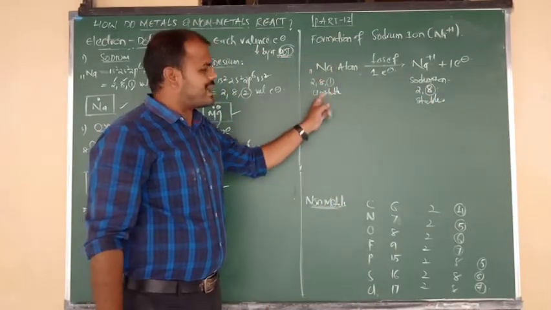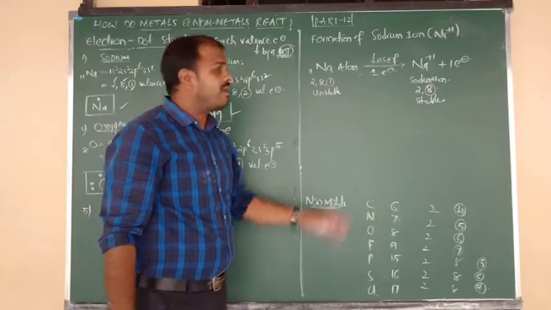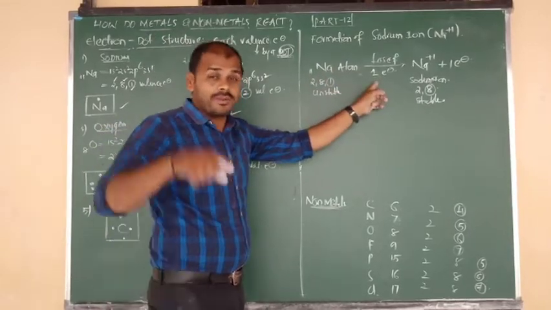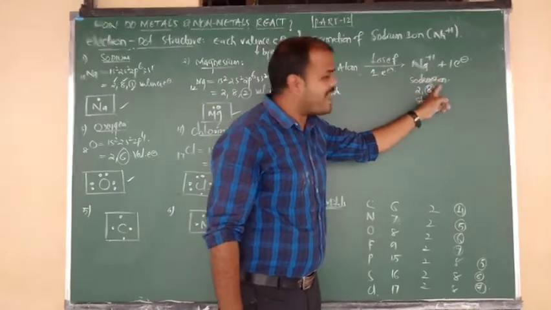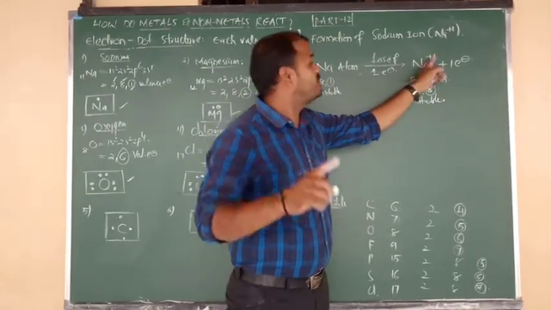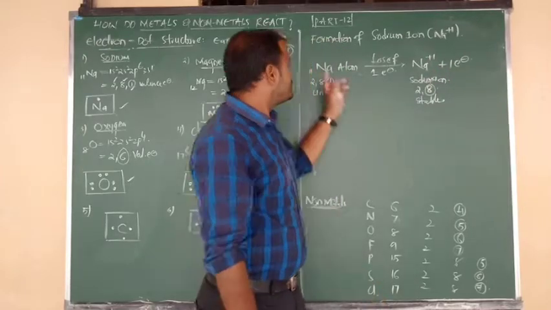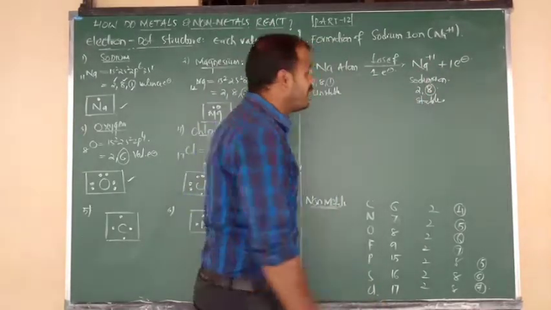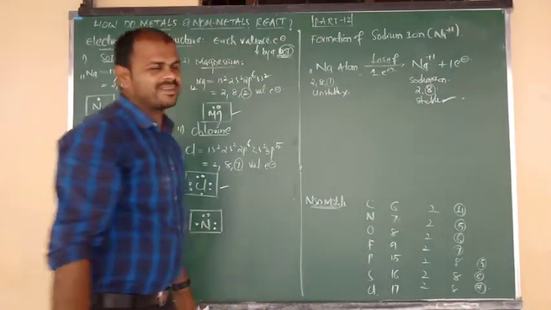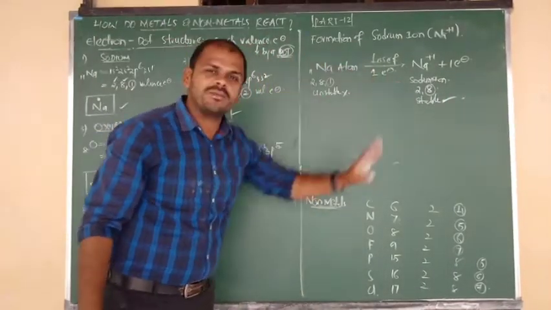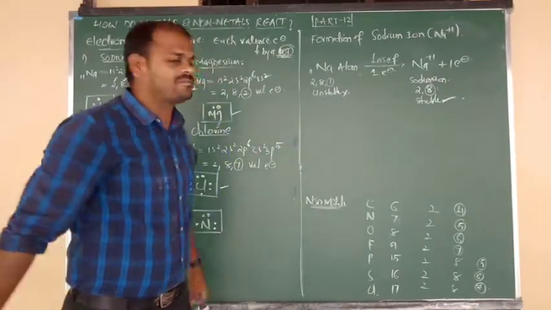So sodium atom is unstable, its outermost orbit contains 1, but by the loss of that 1 electron from the outermost orbit, sodium atom changes into sodium ion, and that contains a positive charge because of losing 1 electron. So sodium atom, sodium ion, which is more stable? Sodium ion is more stable as compared to the sodium atom. In that way, formation of sodium ion occurs to gain stability.